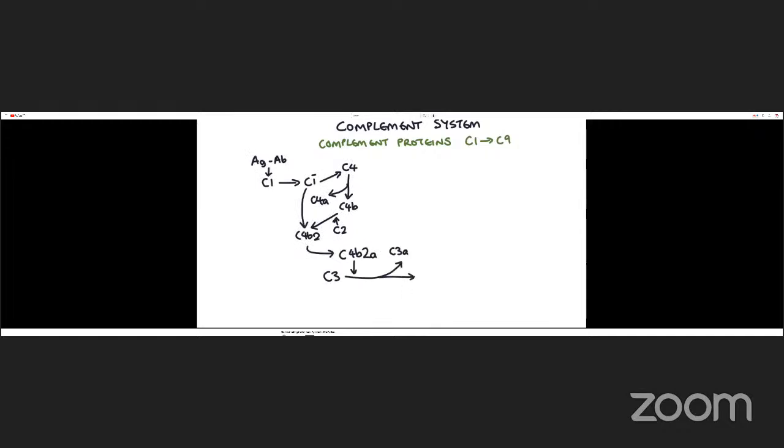Next, let's look briefly at the complement system. The complement system works alongside the innate and the specific immune system to help them destroy pathogens. This involves a series of complement proteins labeled C1 to C9. Once the complement system is triggered, the proteins start to activate each other in something called the complement cascade.